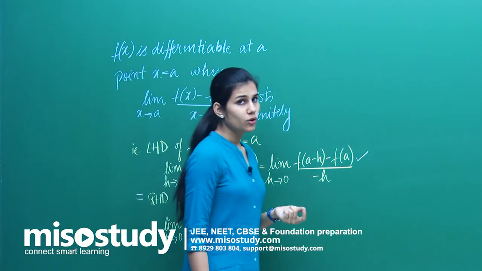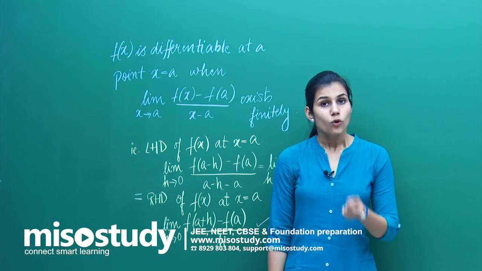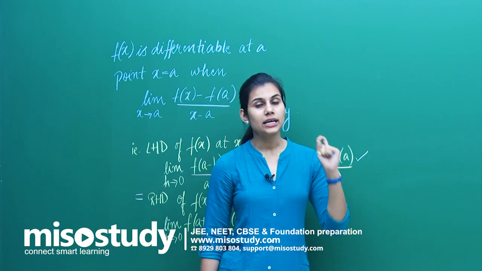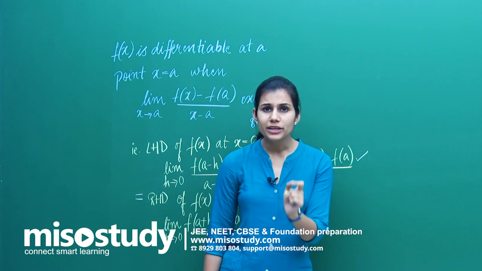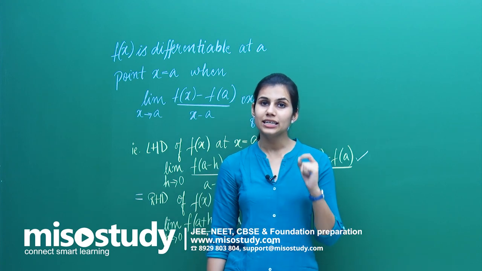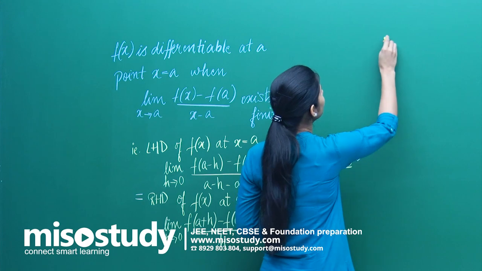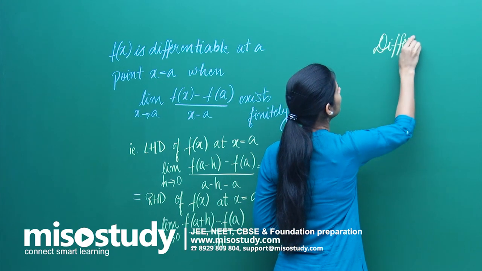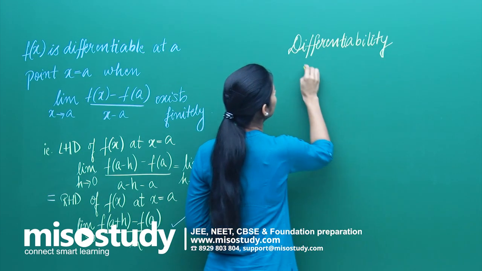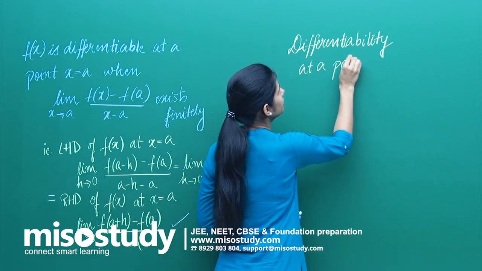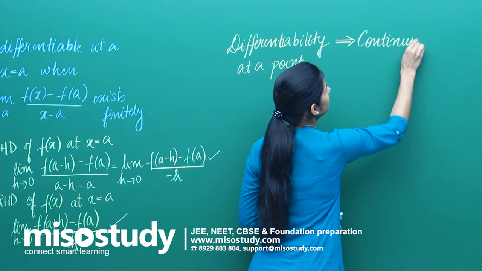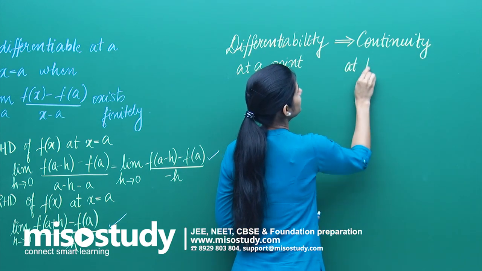Fine. Now, what we discussed in the last lecture was that whenever a function is differentiable at a point, it will compulsorily be continuous at that point. I also explained to you a geometric, natural, intuitive way to understand this particular concept. Moreover, we formalized it by proving it in a complete manner. So what did we learn? We learned that differentiability at a point implies continuity at that point.